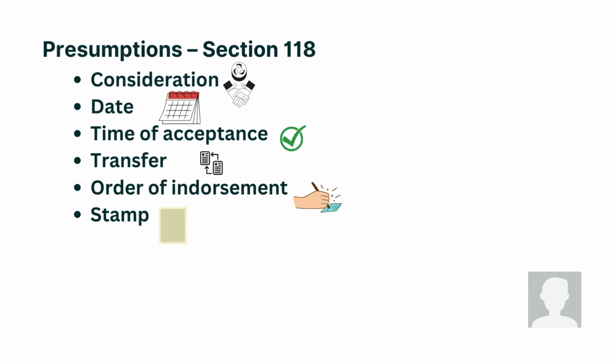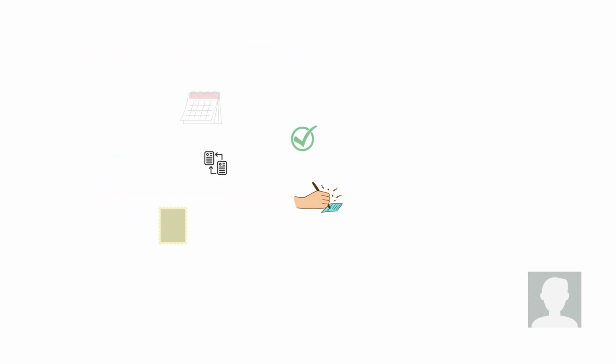Time of acceptance. It shall be presumed that every accepted bill of exchange was accepted within a reasonable time after its date and before its maturity. Transfer. It shall be presumed that every transfer of the negotiable instrument was made before its maturity. Order of endorsement. It shall be presumed that the endorsements were made in the order in which they appear thereon. Stamp. It shall be presumed that an instrument is duly signed and stamped.